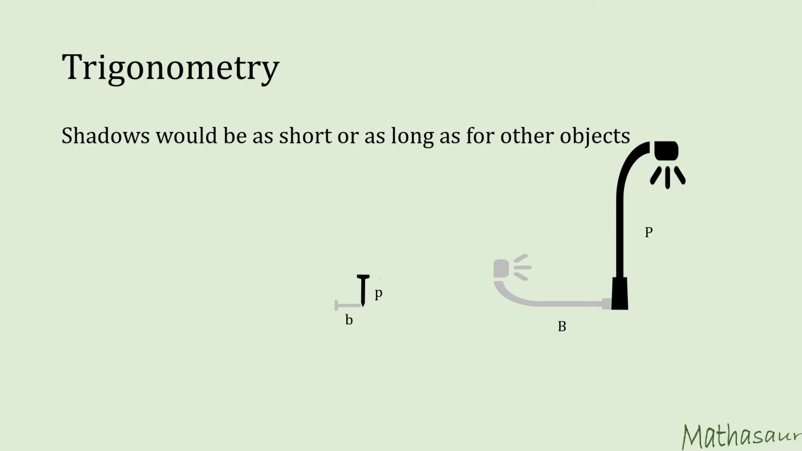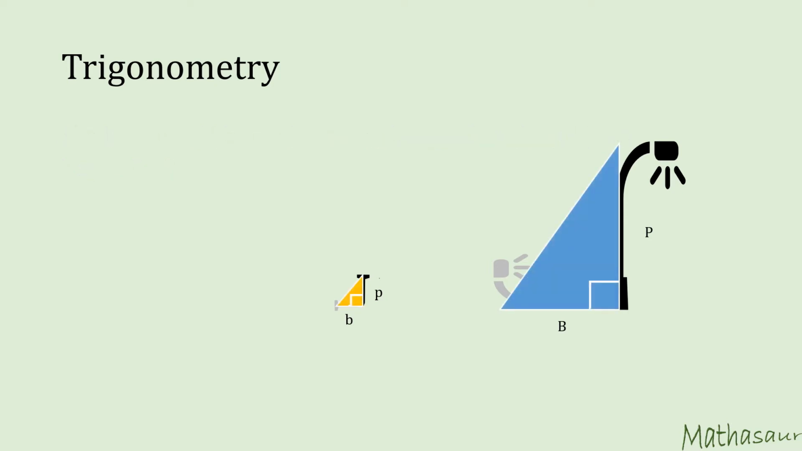But let us consider this, that shadows of all objects would be as short or as long as other objects, which basically means that the shadow of the iron nail is to the height of the iron nail would be equal to the shadow of the lighting pole is to the height of the lighting pole. Or we could say that small b is to small p would be equal to capital B is to capital P.